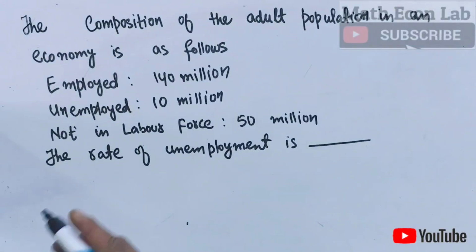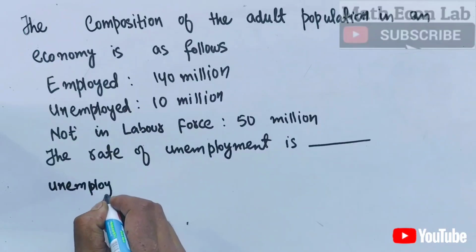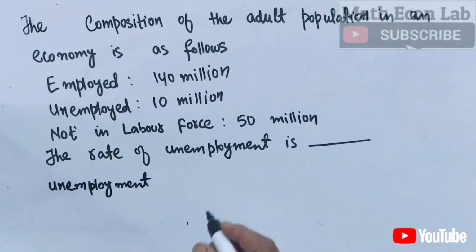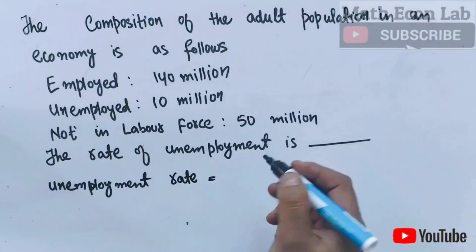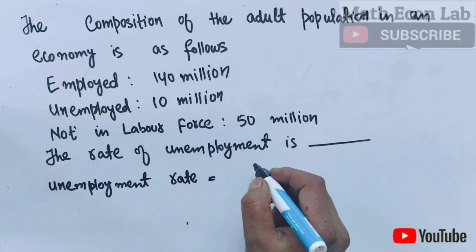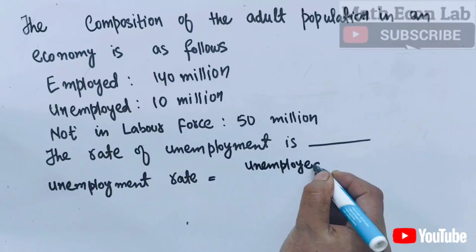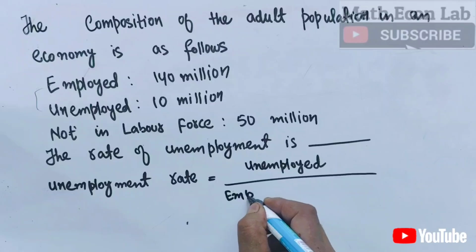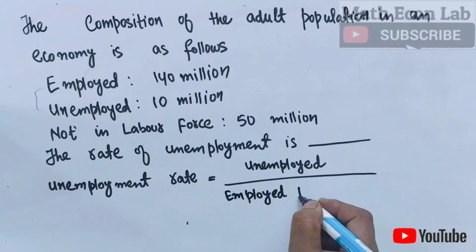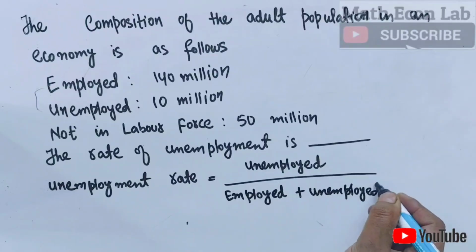Okay. So unemployment rate, if I write it here, unemployment rate is equal to the number of unemployed persons, that is unemployed, divided by the sum of the employed and unemployed, that is employed plus unemployed, into 100%.